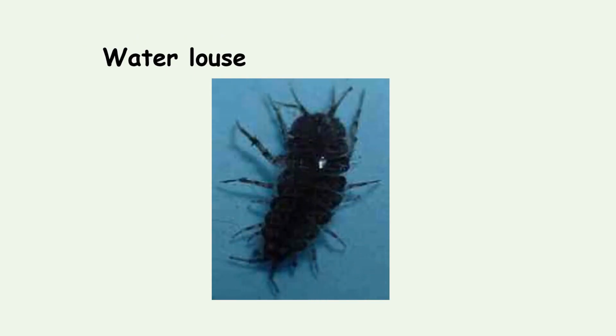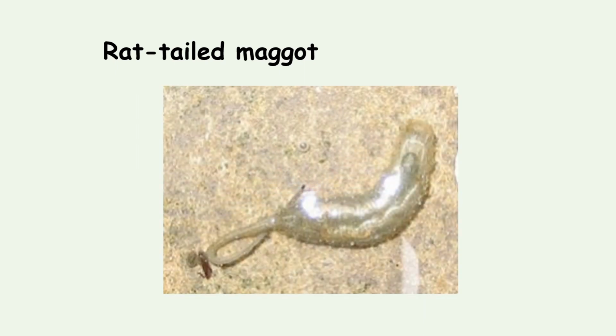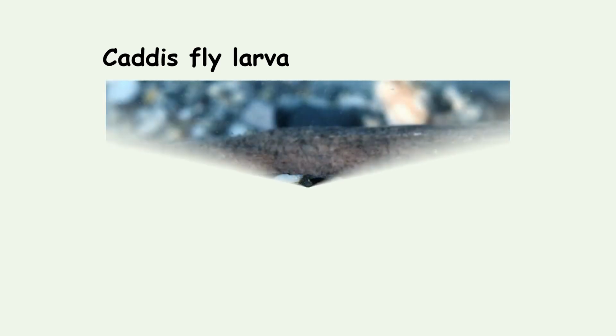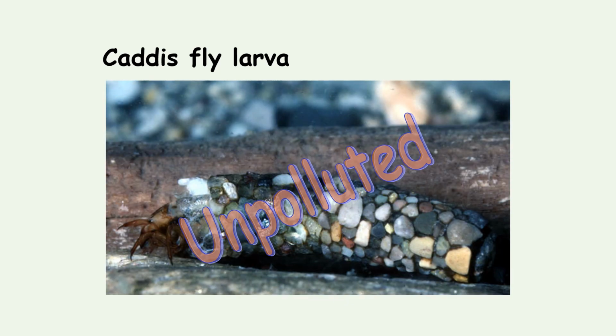What about your waterlouse? Kind of disgusting name. So it is found in polluted water. Your rat-tailed maggot, again quite a disgusting name. So that is found in very polluted water. So well done if you got that correct. What about your caddis fly larvae? That is found in unpolluted water.